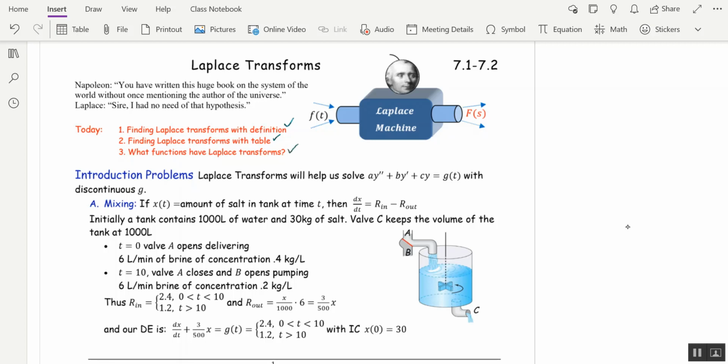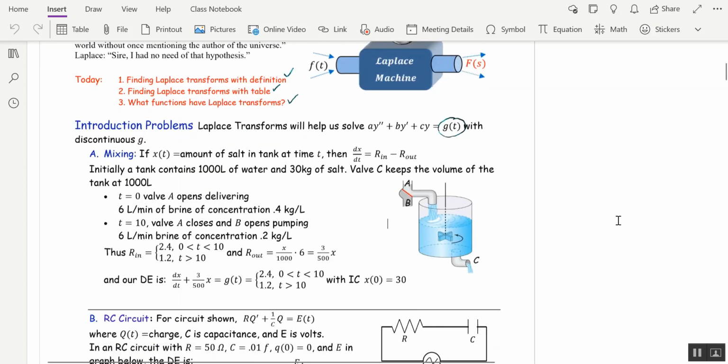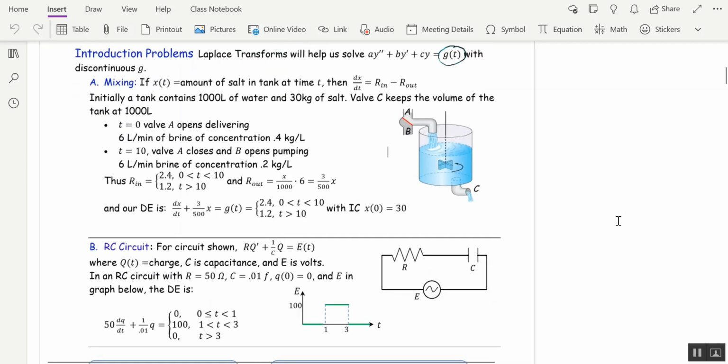So first, let's motivate why we're doing this. Laplace transforms are really good at helping us solve differential equations where the driving function g of t is discontinuous. And in real life, that can happen quite a bit. Here are two examples. I'm not going to read through them all, but I'll just briefly outline what's going on.